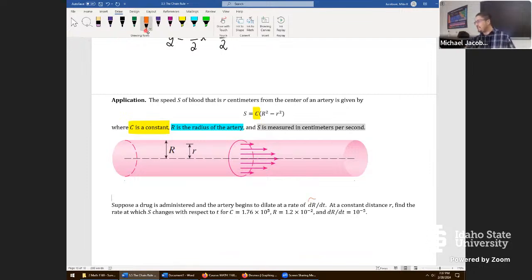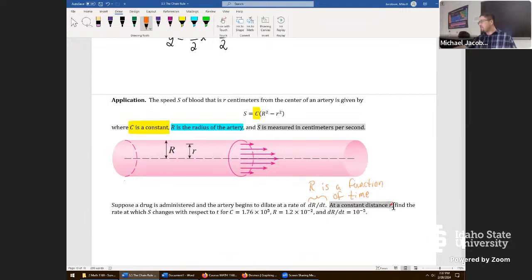Because they said dr/dt, we now need to say r is a function of time, which makes sense. We're talking about the time after a drug was administered. So whatever that drug was, imagine some kind of steroid. Well, I'm not sure if that would dilate anything, but imagine some kind of drug causing a dilation. The amount of dilation would depend on time after the drug was injected. So we have that information there.